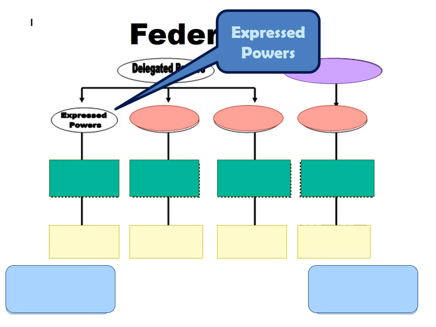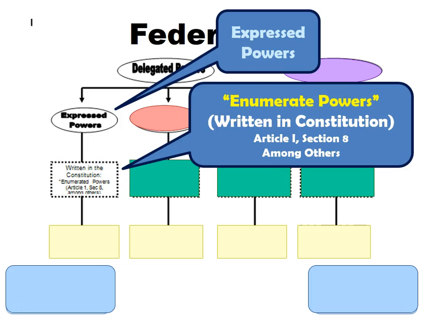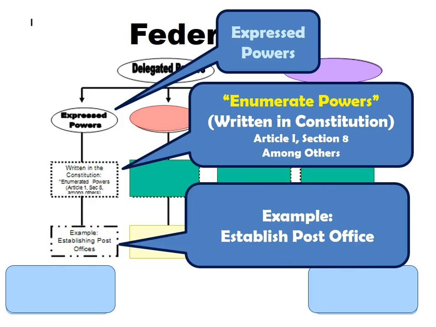So if we start out with the idea of express powers, those are powers that are specifically listed in the Constitution. If you opened up the Constitution, you could find them written. They're what are known as enumerated powers. Now, most of these powers are found in Article 1, Section 8 of the Constitution, but there are other places in which powers are enumerated. This is all the stuff the national government can do. So, for example, establishing a post office, or regulating interstate commerce, or forming a militia, forming a military. These are all things that if you open the Constitution, you'd see the right to do them.